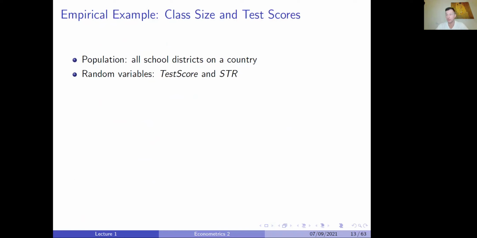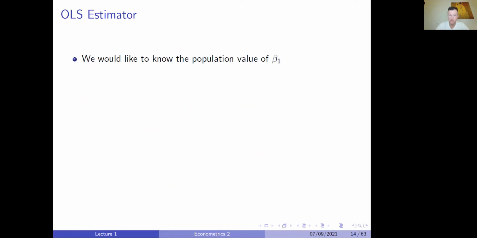So now, how can we find the value of beta 1? We would like to know the population value of beta 1, and we do not know it. Nobody would tell us what is beta 1, what is the slope of a linear relationship between student-teacher ratio and test score. We must estimate this using data. Now we collected n observations. With the help of these observations, we must estimate this beta 1.